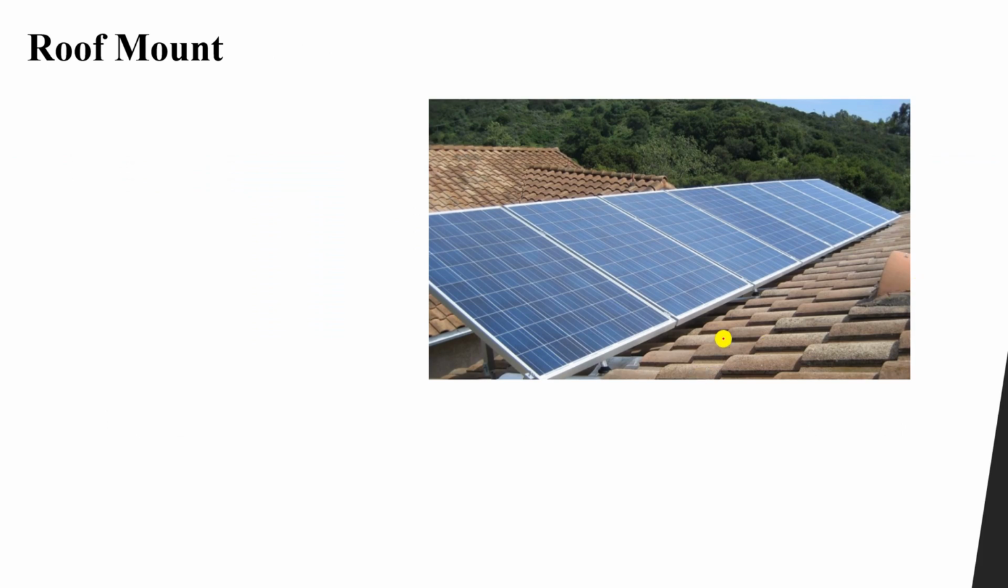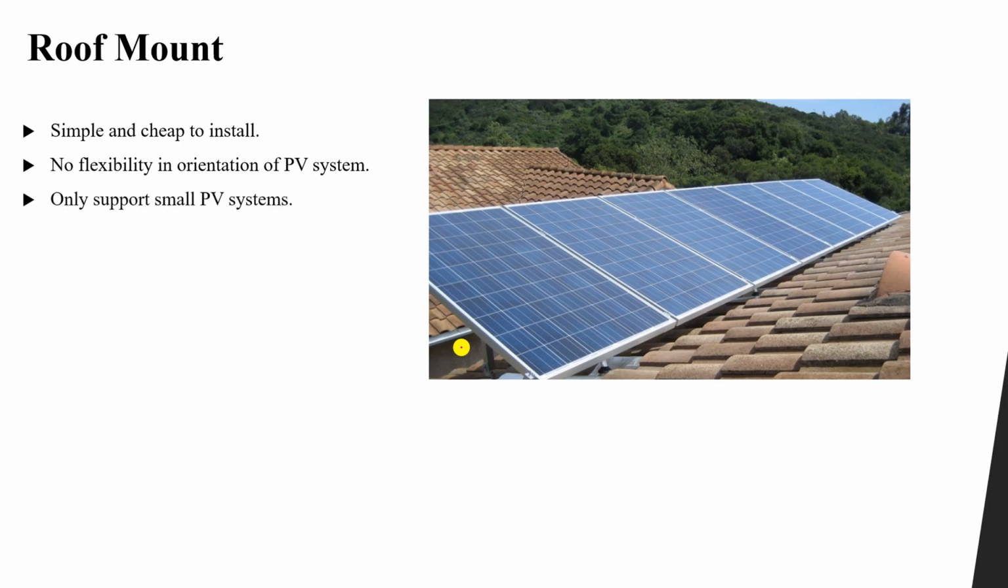Now the roof mount, you will find that it is simple and cheap to install because you are just installing the PV panels on the roof itself. We don't have any flexibility in orientation of the PV system. What does this mean? It means that we don't have much control on the orientation of the PV system, the motion of the PV panels, as we will see in the next slides. It only supports a small PV system, such as in our home or in small houses, when we would like to provide electrical power to our home.